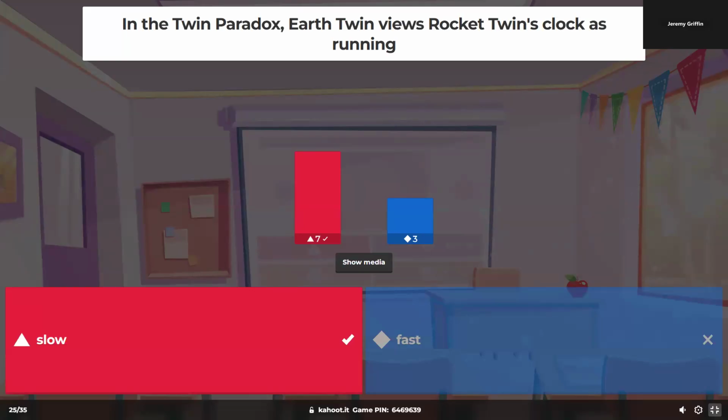Yeah, slow. Right. Remember, Earth Twin sees his own clock as beating 1 second per second. If you're on the ship with Rocket Twin, you see your own clock is also beating 1 second per second. The conundrum is when they break out telescopes and they look at each other's clocks.